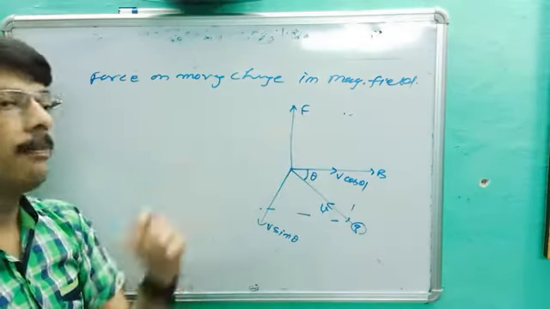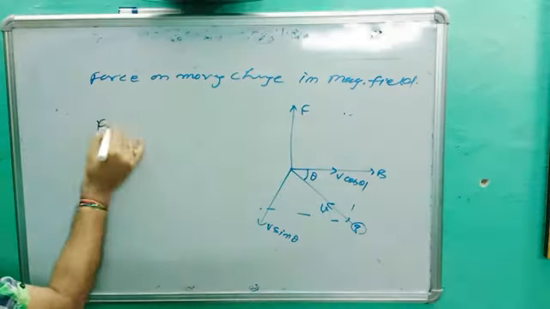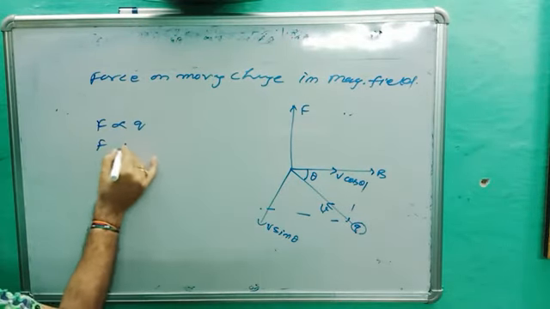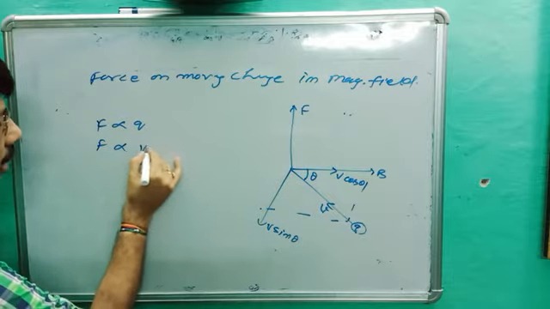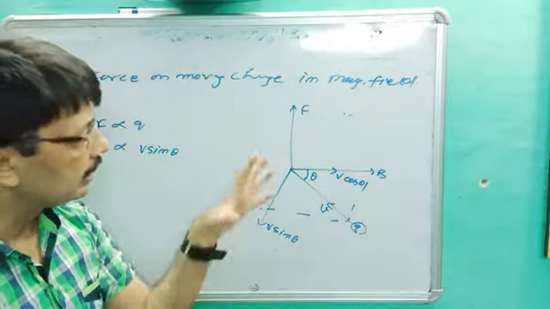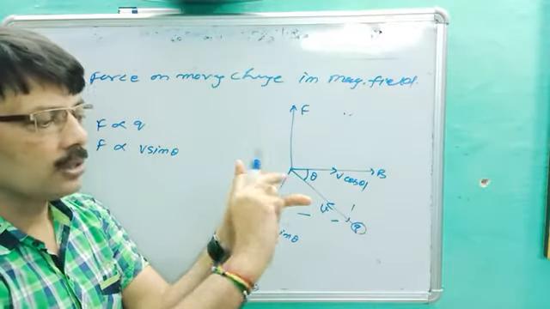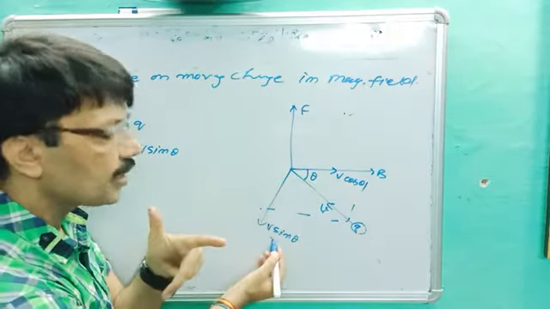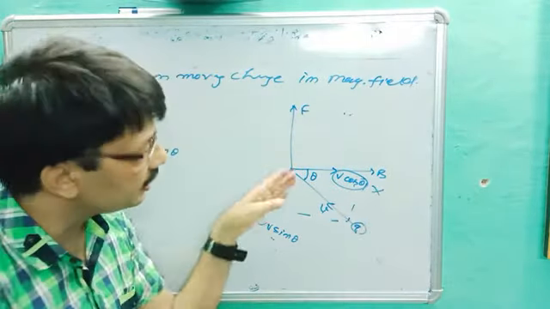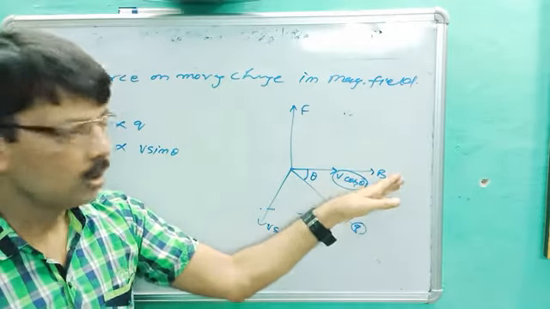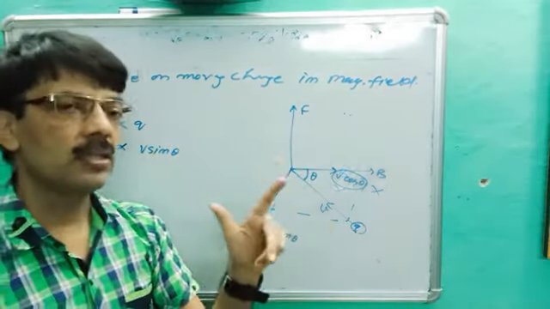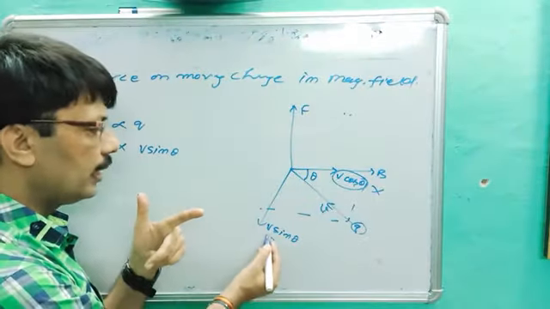So F will depend on three factors. F is proportional to Q. F is proportional to V sin theta. Why are we taking V sin theta, not V cos theta? Because in the statement of Fleming's left hand rule, they should be mutually perpendicular, so V sin theta is perpendicular, not V cos theta. V cos theta will not be affected because it is in the same direction, so theta is equal to 0. While in the statement of Fleming's left hand rule it is given they should be mutually perpendicular, so we will take V sin theta.